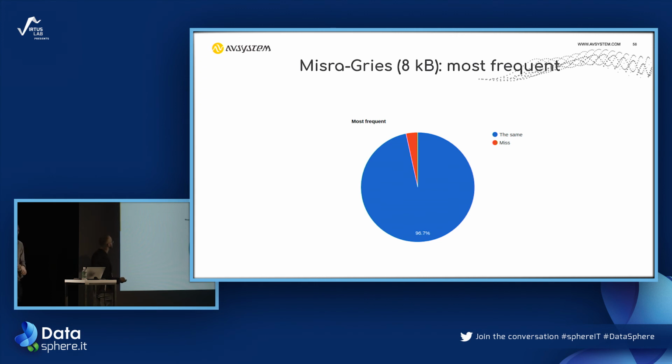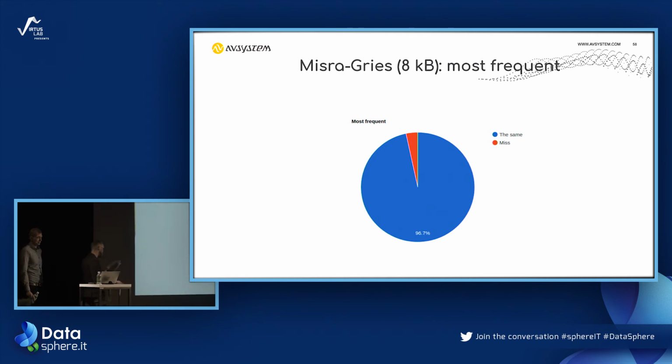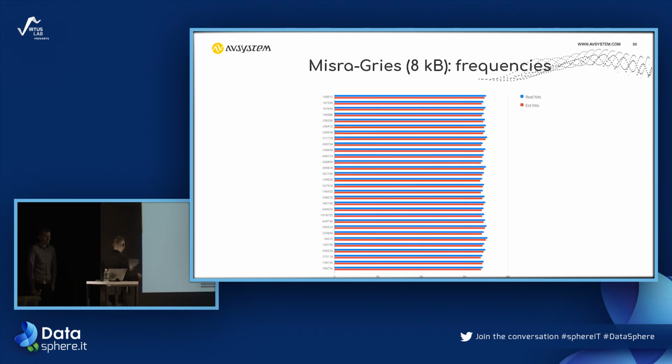Okay, most frequent. Here the query was the 30 most frequent items. This chart shows how much of the 30 most frequent items returned by the algorithm matches the real 30 most frequent items. Yeah, not a bad result. And here it shows the 30 most frequent items along with the number of occurrences. Red is the estimated result and blue is the real hits. So, sketches rule.